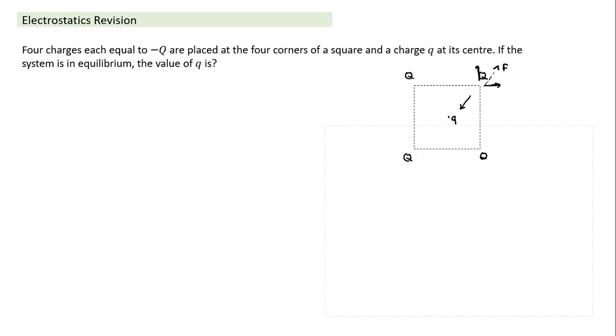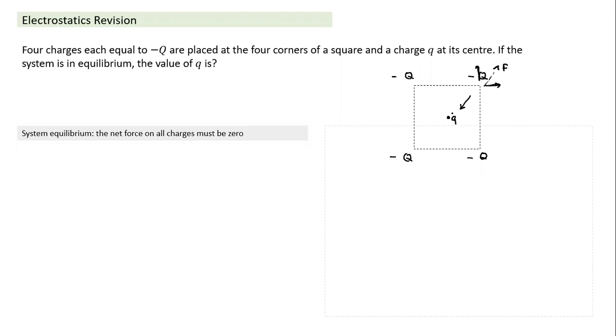Okay. Let's look at some more questions for basic understanding. Four equal charges, minus Q, are placed on the four corners of a square. And the question they're asking is, a charge small q is placed at the center. What has to be the value of q so that the entire system remains in equilibrium? What does the system remaining in equilibrium mean? Every single charge will experience a net force of 0.